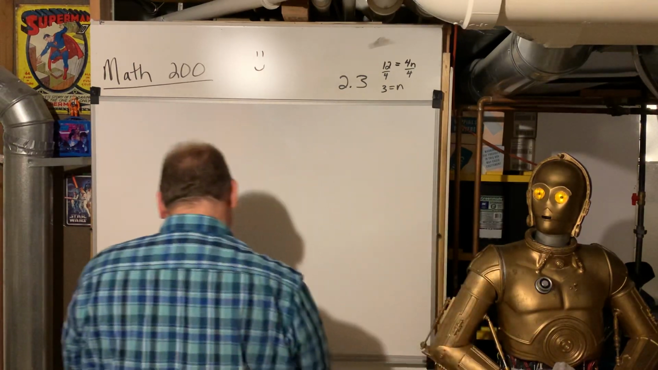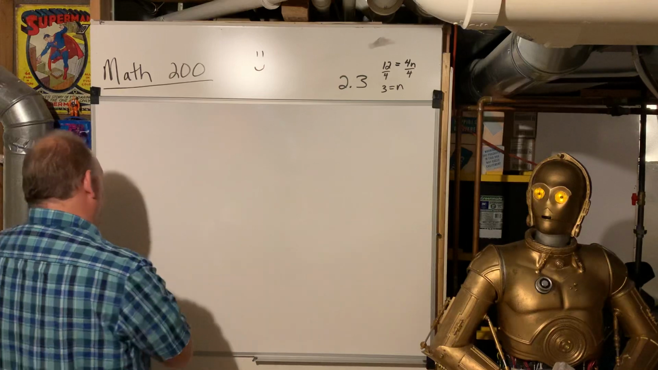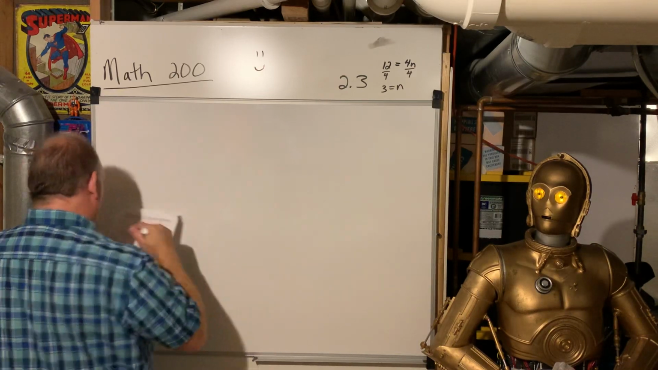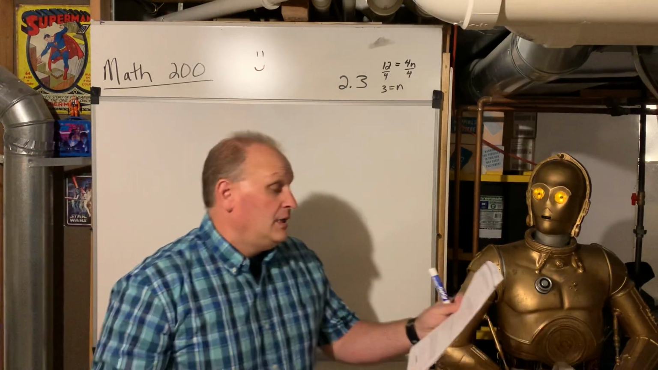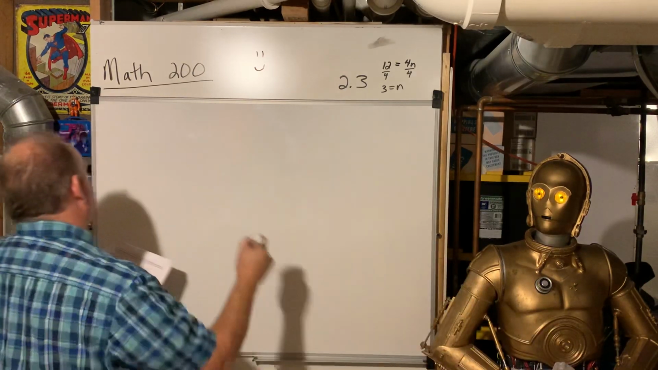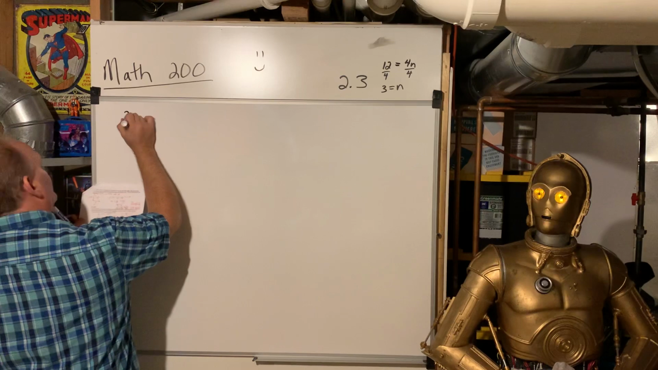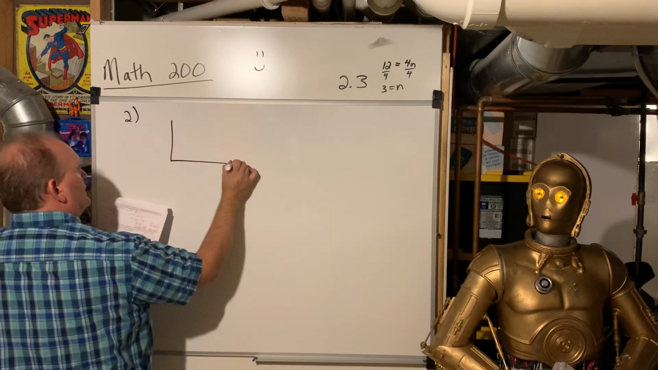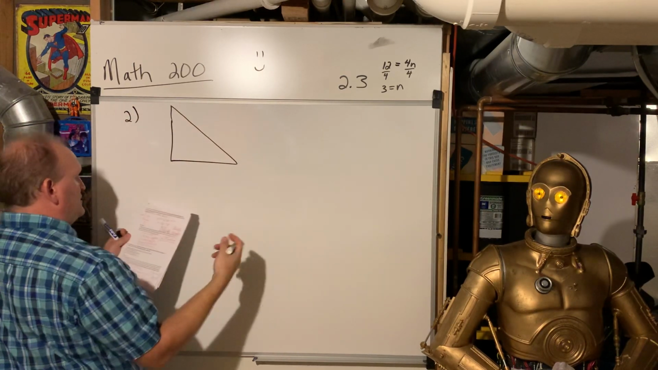So here goes. We've got three lengths of a triangle. So let's draw a triangle. And it's not necessarily a right triangle, that's just what mine looks like.